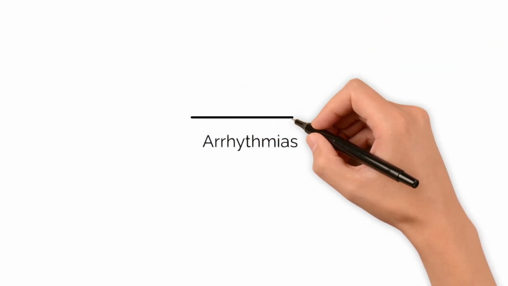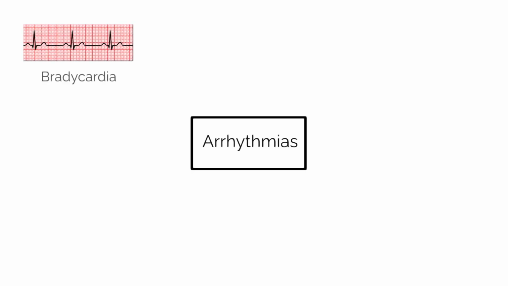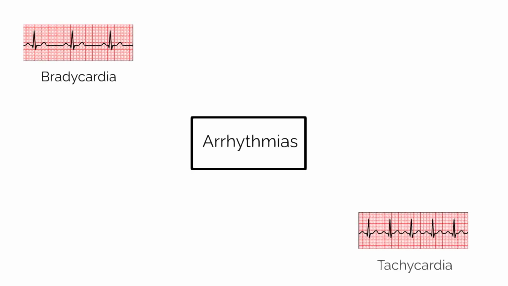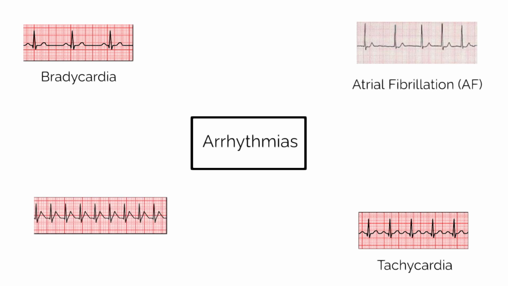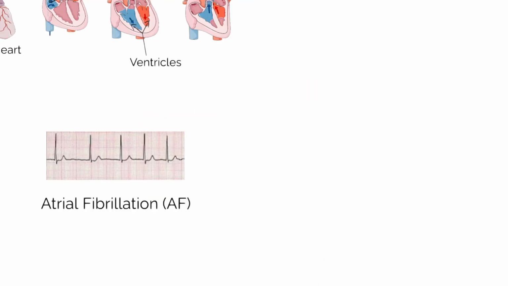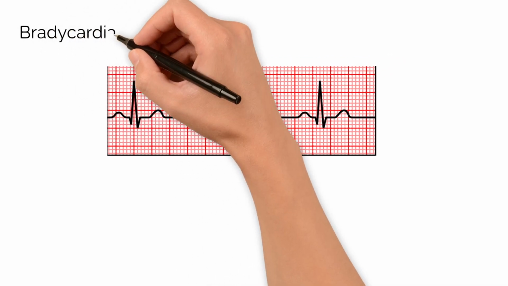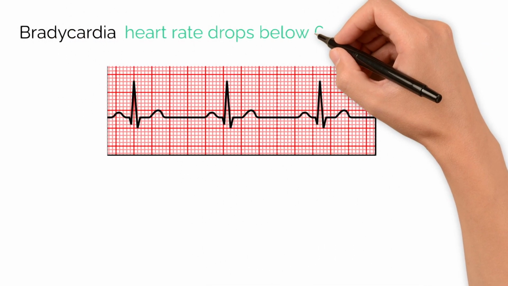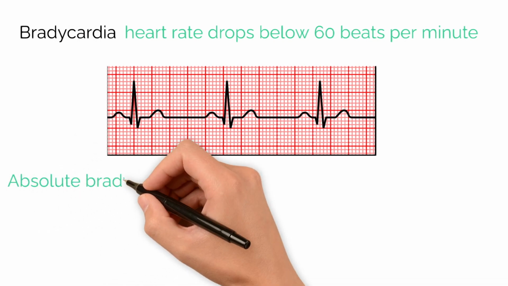Let's take a closer look at some key arrhythmias, focusing on bradycardia, tachycardia, atrial fibrillation, and supraventricular tachycardia. This is when the heart rate drops below 60 beats per minute. While it can be normal in well-trained athletes, bradycardia in other individuals may indicate an issue with the heart's electrical system.